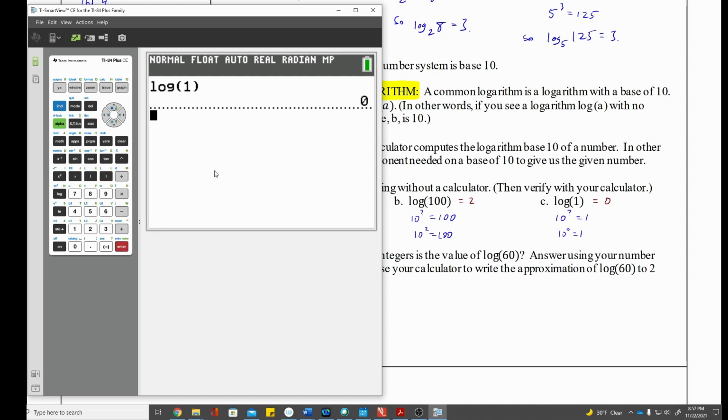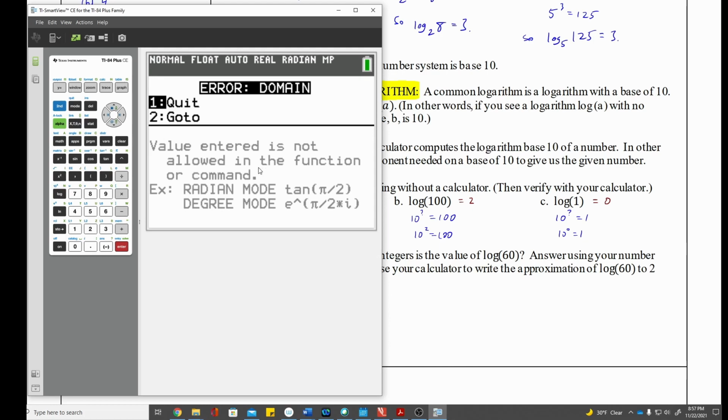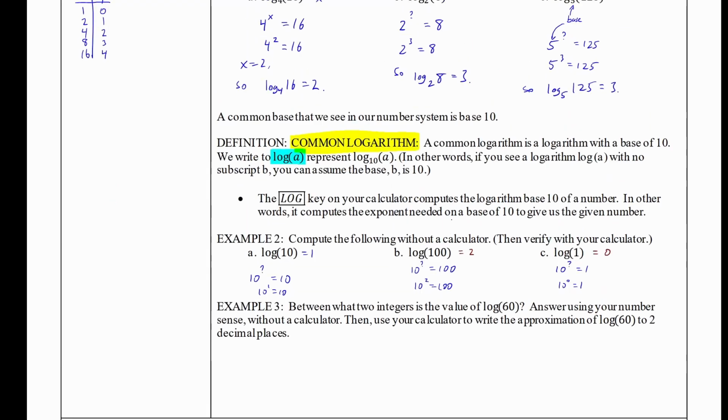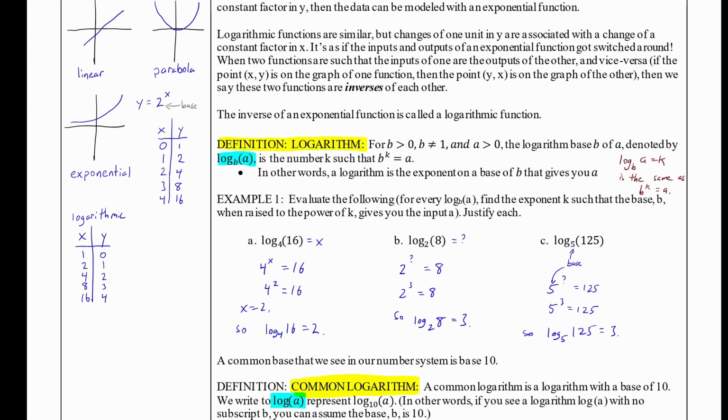Let's just explore a little bit and say, what happens if I type 0 in? What would be the common log of 0? When I type this into my calculator, it gives me an error. The reason that it gives me an error is because I can't input 0 into logarithms. Remember that when we defined a logarithm, we said that the inputs have to be bigger than 0. If I plug in 0 or a negative, then I'm going to get an error.